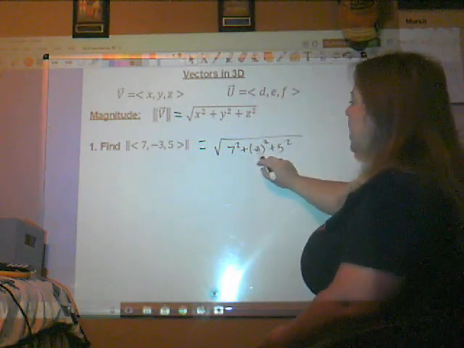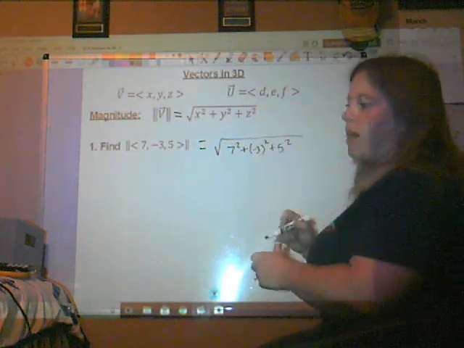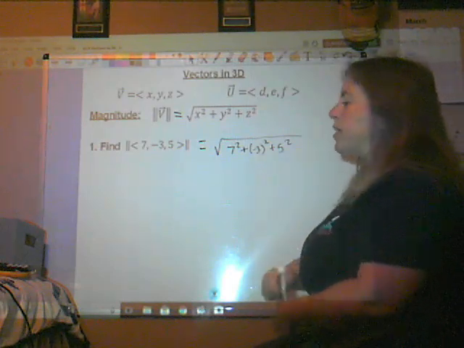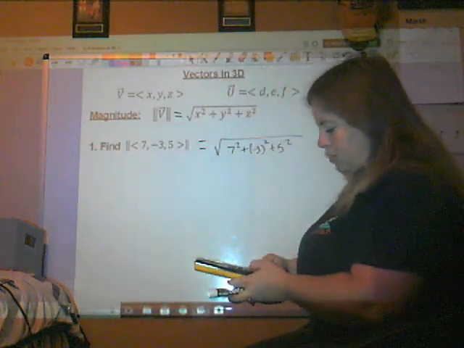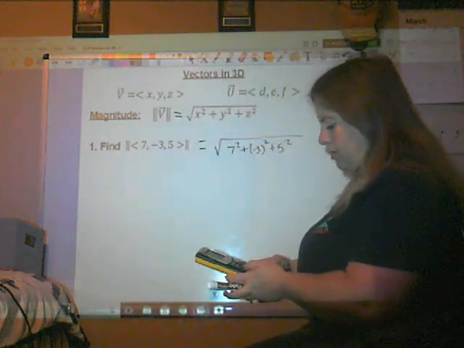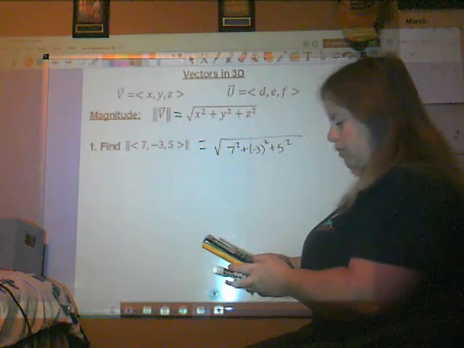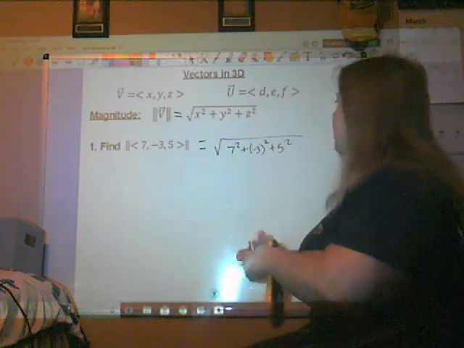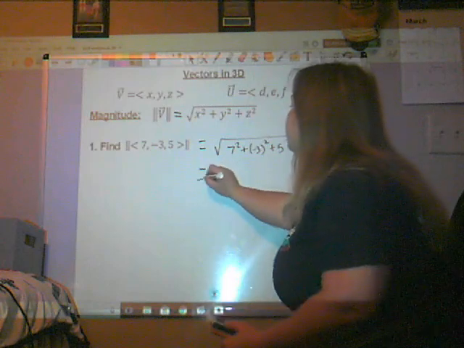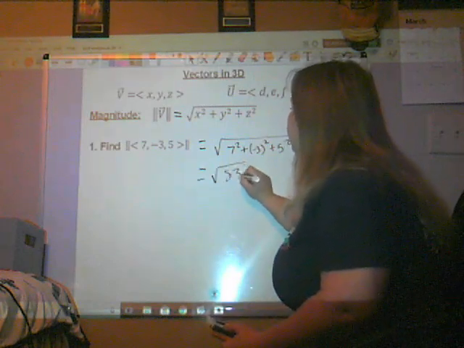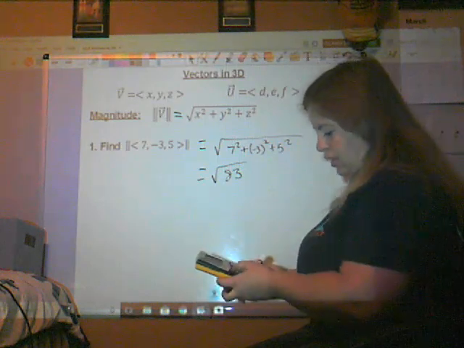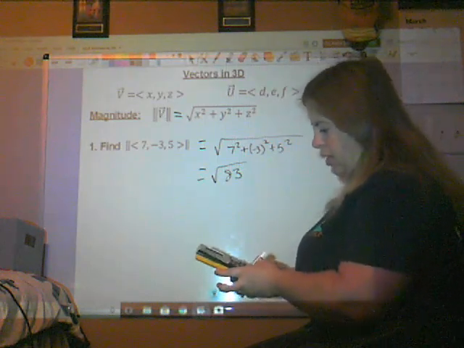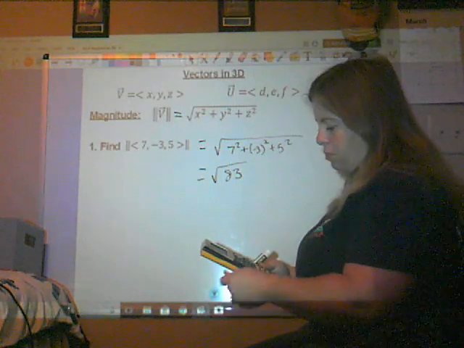Be sure that negative is in parentheses when you type it in the calculator, and the squared is on the outside. So we're going to type in 7 squared plus negative 3 squared plus 5 squared, and we get 83. So we get the square root of 83. And then of course, if we can, we want to simplify this. I don't think it simplifies, but I'm going to double check. Square root of 83, you get 9 point something.